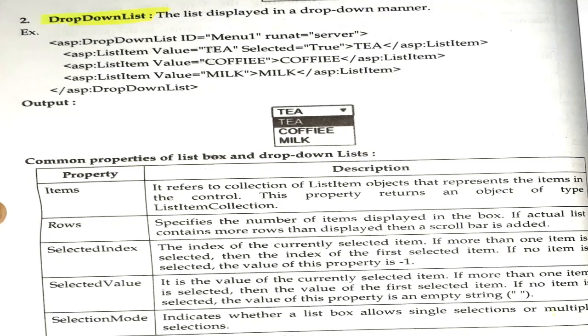Selection mode, as we have seen, gives us single selection or multiple selection. For that we have the selection mode property. Then the next property, common to all the list items, is the text property. Selected we have already used in the radio button list and after that the checkbox list, and in the next list control which we are going to learn, that is the bulleted list, we are going to use it also.